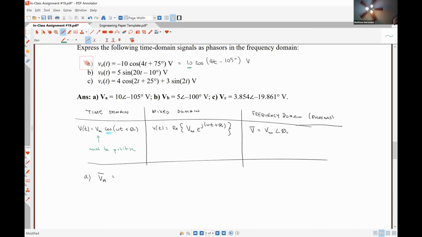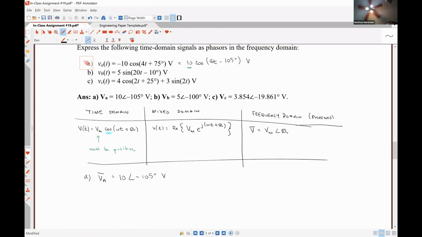That's the magnitude. What's that number? 10. What's the phase angle? Negative 105. Congratulations, we have just converted the signal into the frequency domain. It is literally that easy.